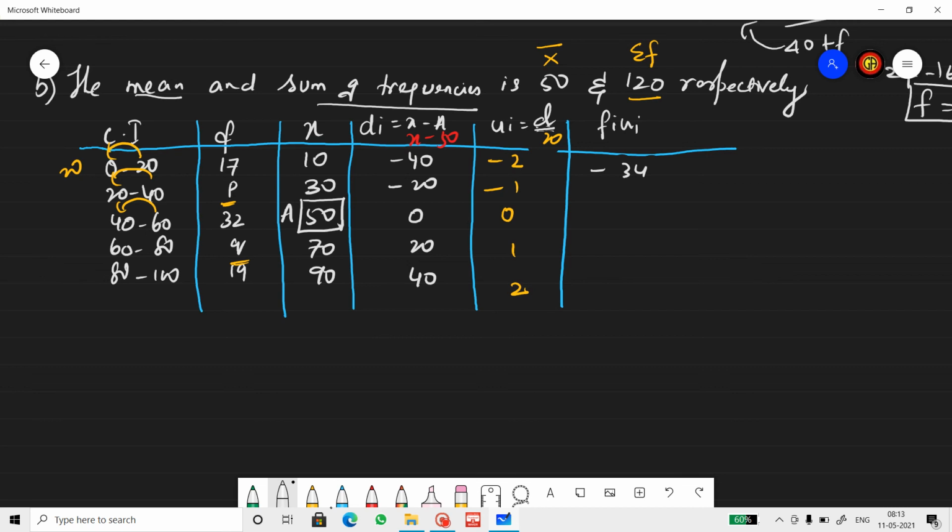And then p into minus 1 is minus p. 32 into 0 is 0. q into 1 is q. And 19 into 2 is 38. So here we get the total as 4 minus p plus q. And the frequency total comes to 68 plus p plus q.